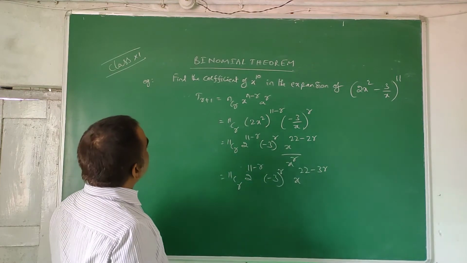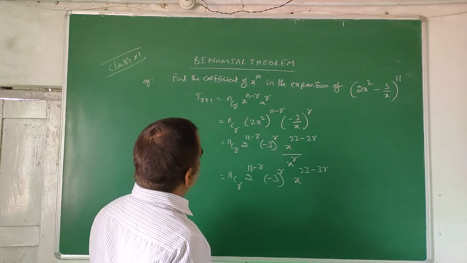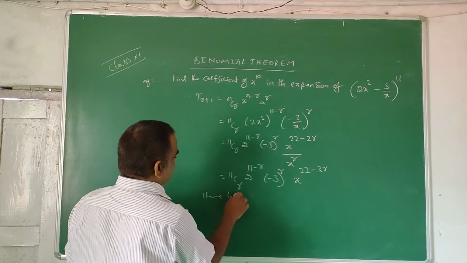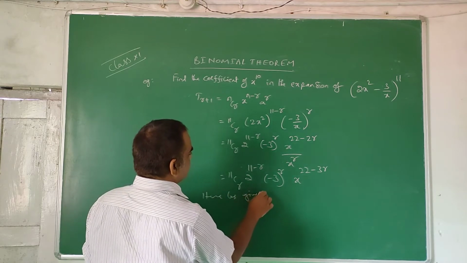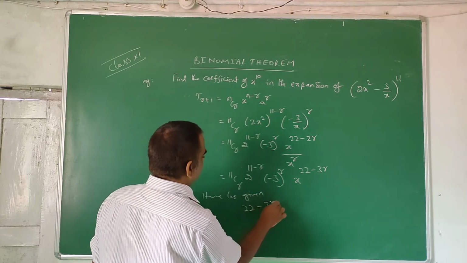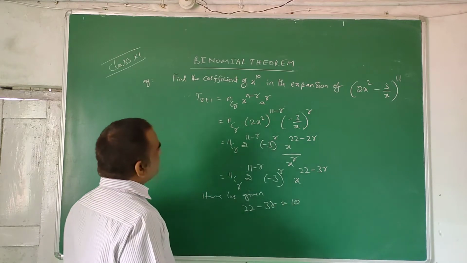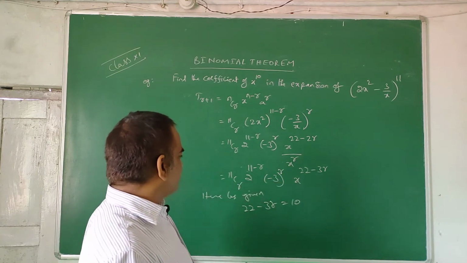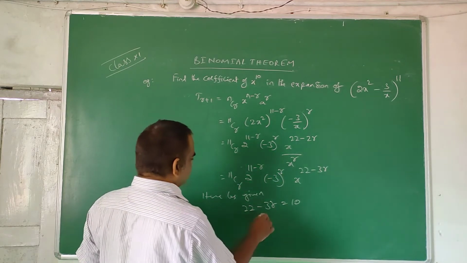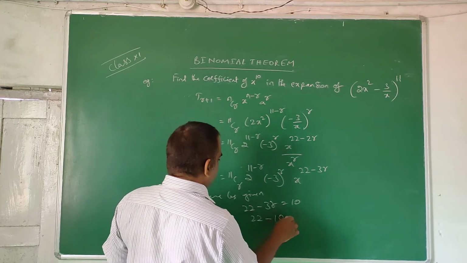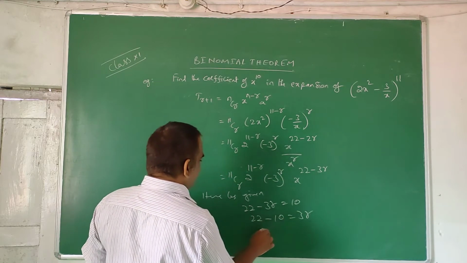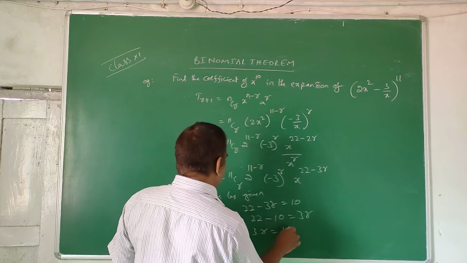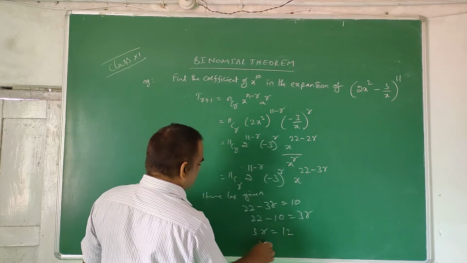Now it is requesting to get the coefficient of x power 10. So here by given, 22 minus 3r should be equal to 10 because it should be a term that contains x power 10. So 22 minus 10 equals 3r. So 3r is equal to 22 minus 10, 12. Okay, r is equal to 4.